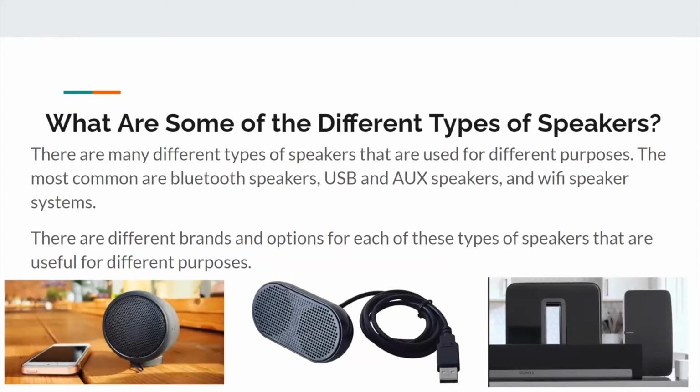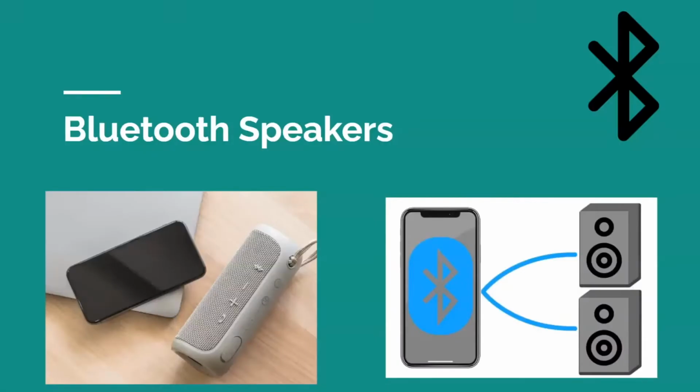So, what are some of the different types of speakers? There are many different types of speakers that are used for different purposes. The most common would be Bluetooth speakers, which are wireless, USB and auxiliary speakers, which are wired, and Wi-Fi speaker systems, which work on your home network and are great for spreading sound throughout your household. There are different brands and options for each of these speakers that are useful for different purposes. Now, in this presentation, we'll be going over a few of them, starting with Bluetooth speakers.